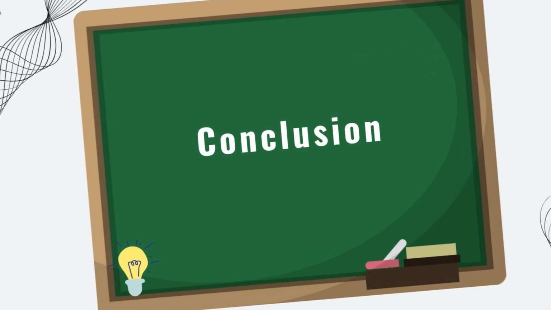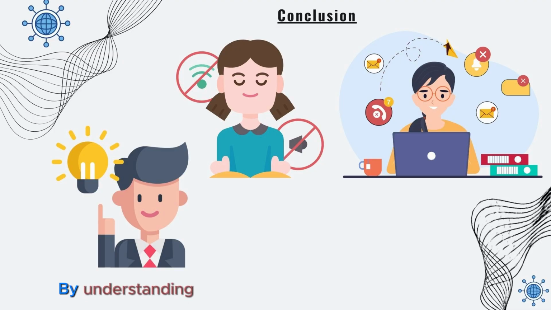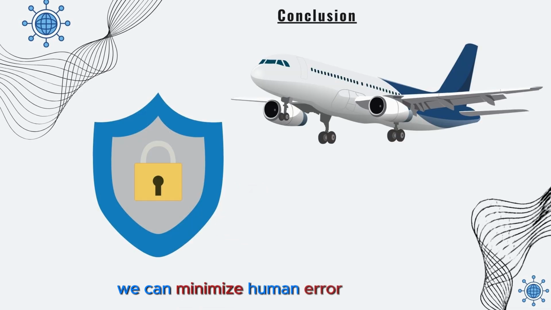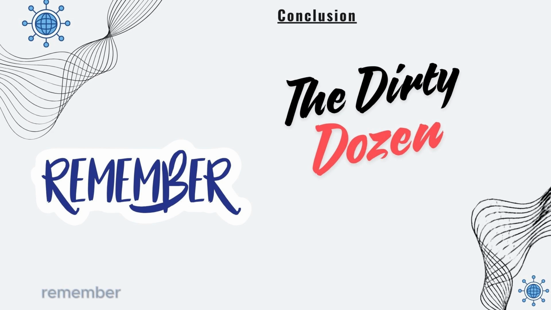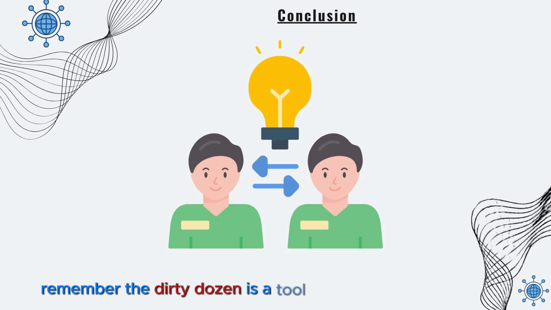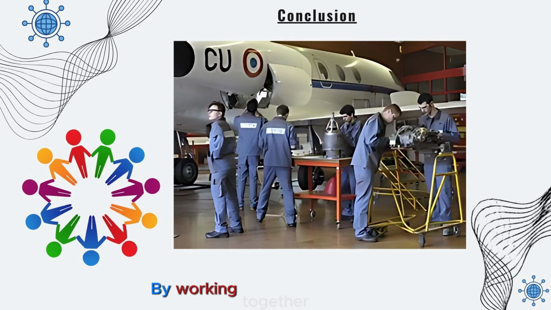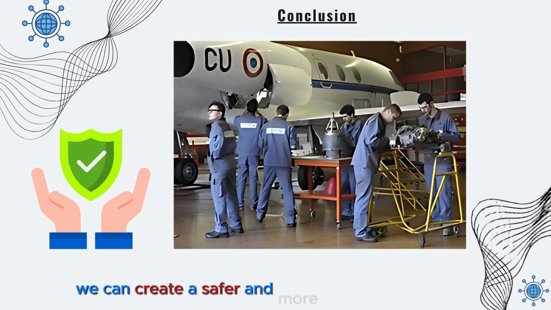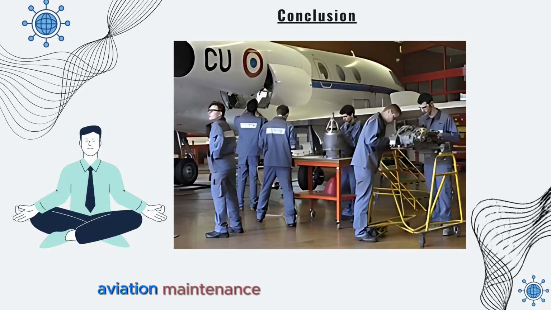Let's finish with the conclusion. By understanding and managing distractions, we can minimize human error and ensure the safety of our aircraft and crew. Remember, the Dirty Dozen is a tool for awareness. By working together, we can create a safer and more focused aviation maintenance environment.